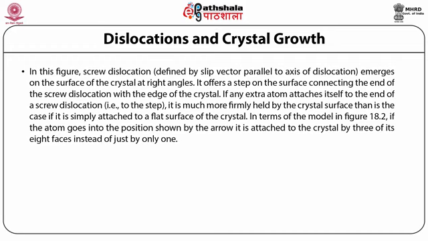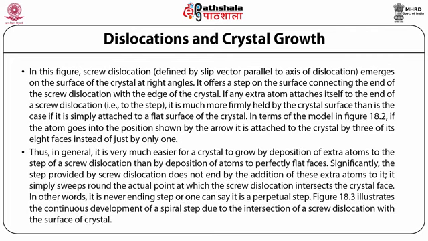In terms of the model in figure 18.2, if the atom goes into the position shown by the arrow, it is attached to the crystal by 3 of its 8 faces instead of just 1. Thus, in general, it is very much easier for a crystal to grow by deposition of extra atoms to the step of a screw dislocation than by deposition of atoms to perfectly flat faces.